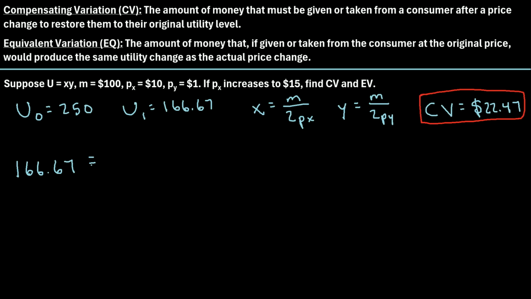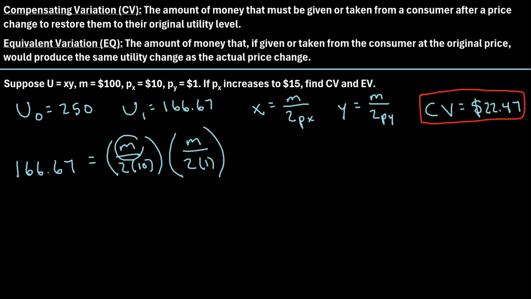166.67 is equal to, once again, we're going to plug in these x and y values into our utility function. So we'll say m divided by 2 times the original price of x. So the original price of x is $10. So we'll say times 10. And then we're multiplying that by m divided by 2 times the price of y, which is 1. So now what we can do is solve for m. We're going to figure out what new income would produce this same utility level as the price change.